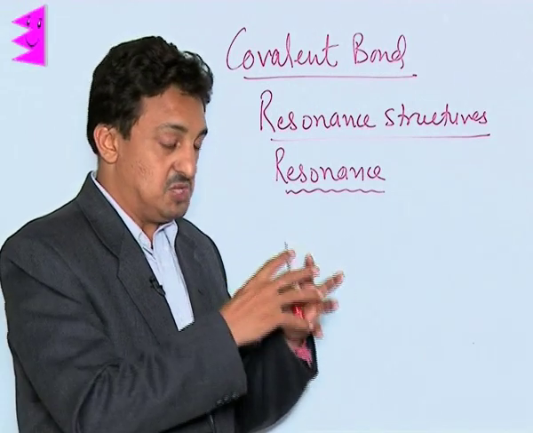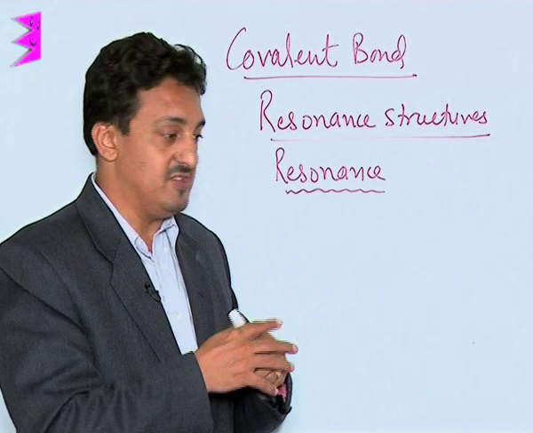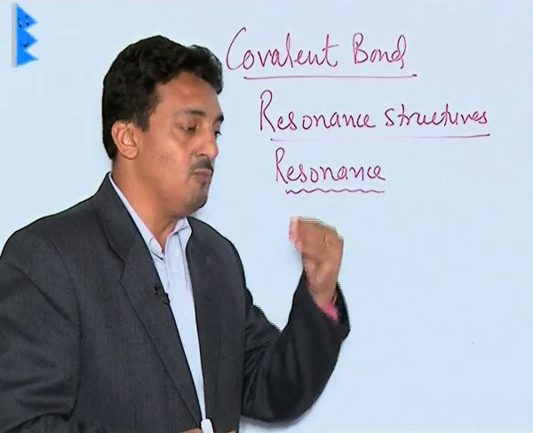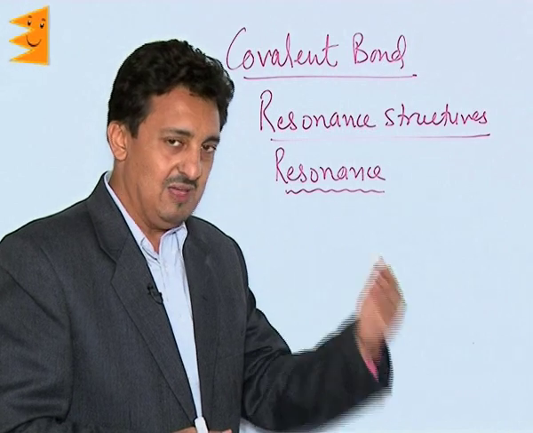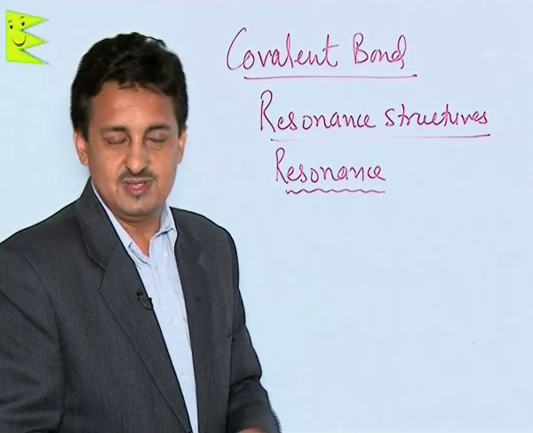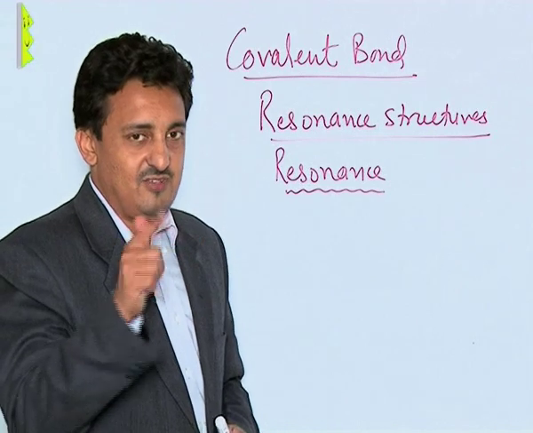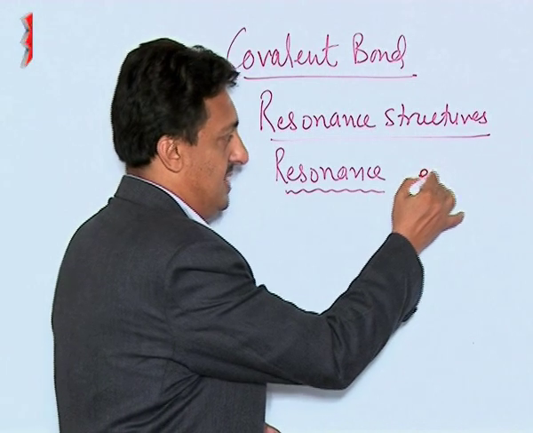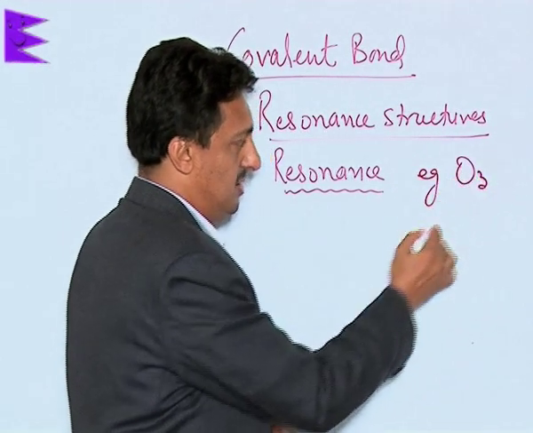It is because such molecules show such variable properties which cannot be explained by just one Lewis dot structure. So we draw more than one in order to explain all their properties, and this phenomenon is called resonance. And the structures which are drawn are called resonating structures. Now let us see this with an example of the ozone molecule.